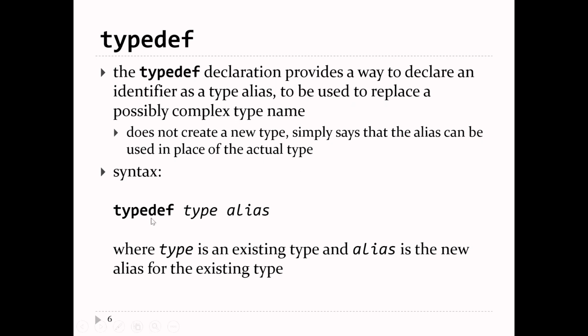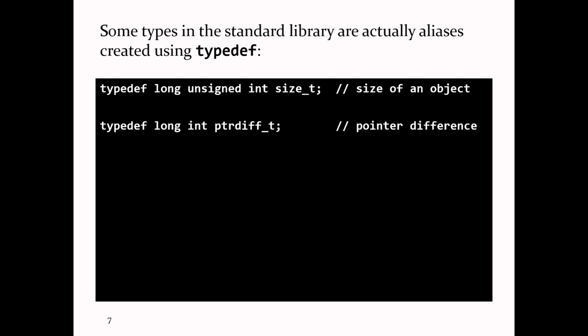So the syntax looks like typedef, some type, and then the new name for the type, or the alternative name for the type. Right? So type is some existing type, alias is just some new name for the type. For example, this thing size_t, that's actually a typedef. It's a typedef for a long unsigned int. I always thought it was unsigned int, but I guess it's long unsigned int. So rather than writing long unsigned int everywhere, you can just write size_t, which is a little bit more convenient.